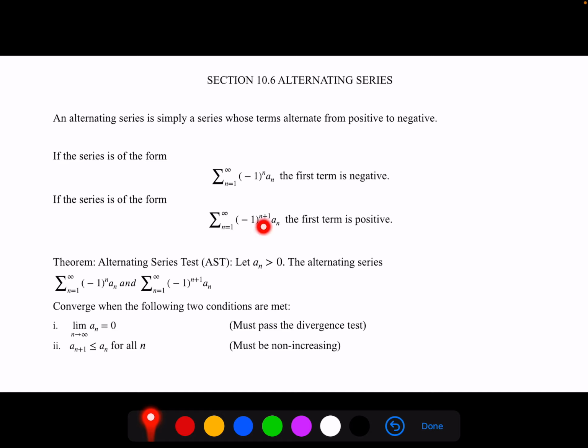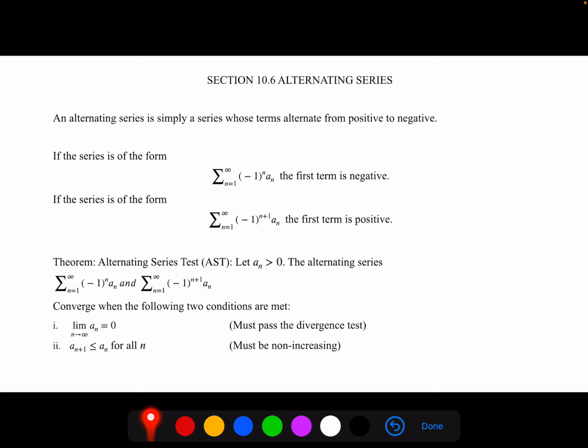Similarly, if the series is of the form the sum from n equals 1 to infinity of negative 1 to the n plus 1, a sub n, then when we substitute n equals 1 in, n plus 1 becomes even, 1 plus 1 is 2, and we have negative 1 to an even power, so our first term will be a positive, because a negative to an even power is a positive.